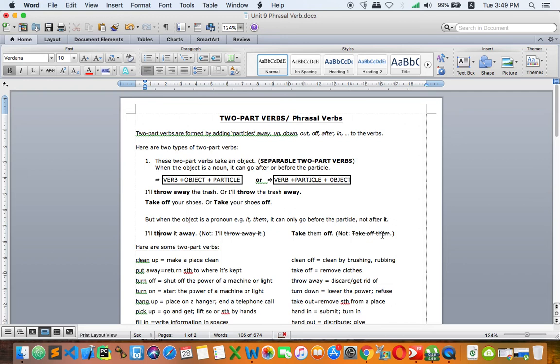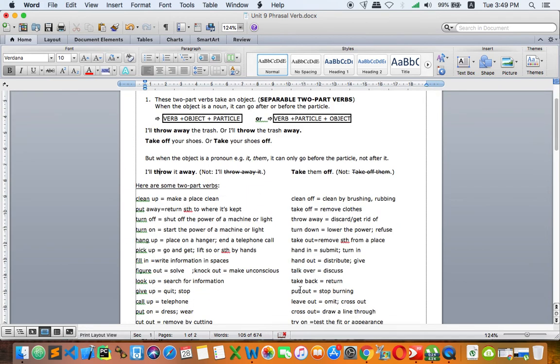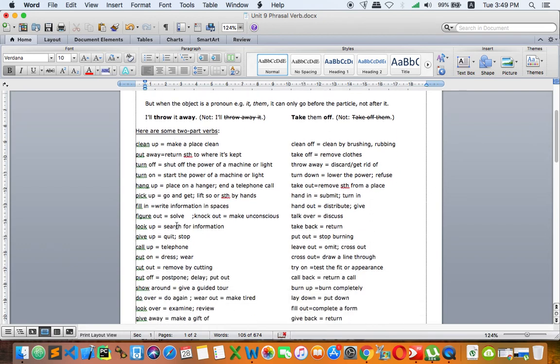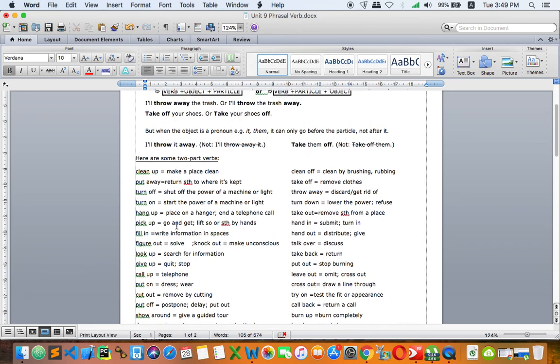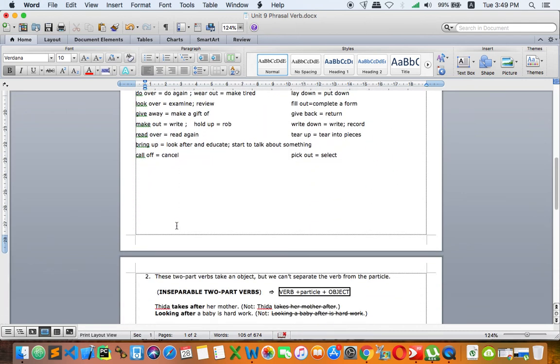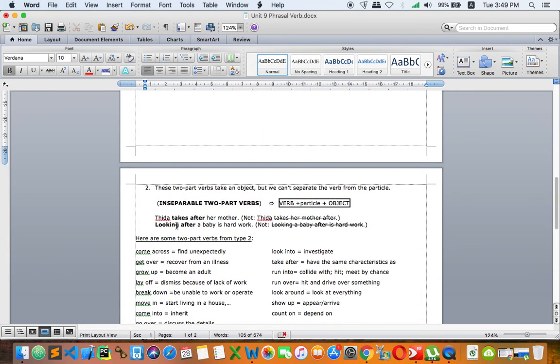Okay, so let's move on, and these are phrasal verbs that can be separated. You can remember all of this, everybody. When it comes to phrasal verbs, it's pretty hard for us to learn. The only way is just to remember as many as you can. Okay, so let me move to the inseparable phrasal verb. This is the second type.